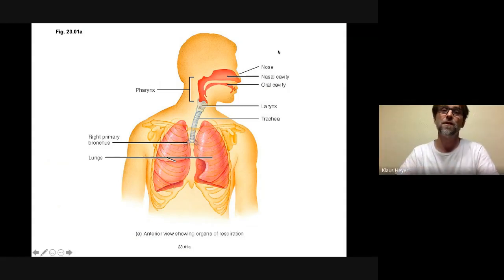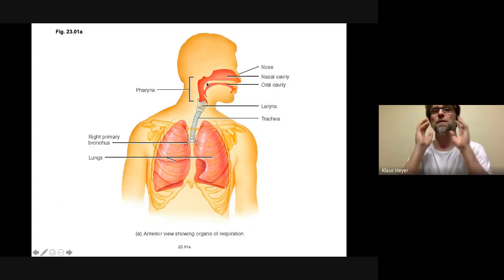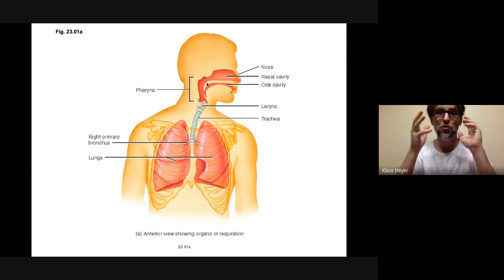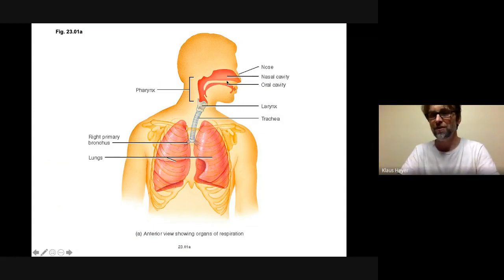So there you are. Pharynx, mouth area, mouth nose area, the nasal cavity. So you have the nasal cavity, the pharynx, the larynx, which is your voice box, and then trachea, and then you have lungs down here. So let me go to another slide.